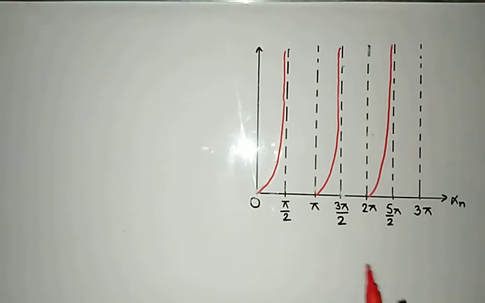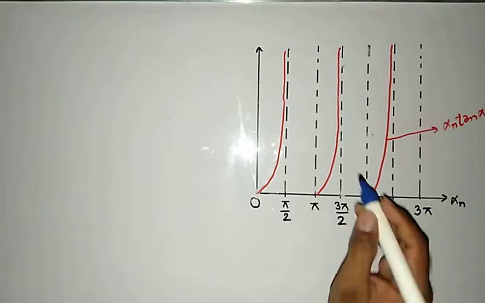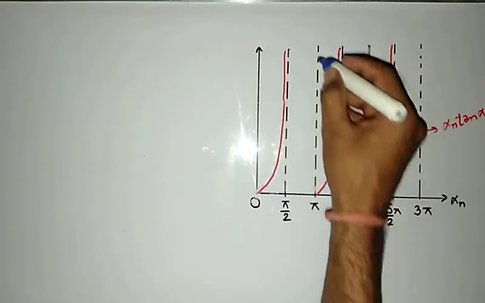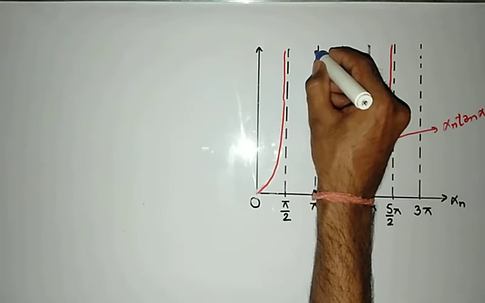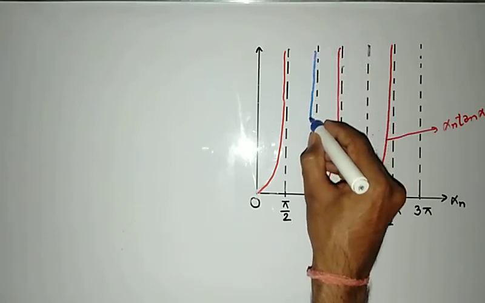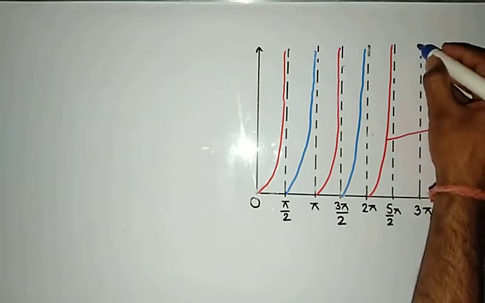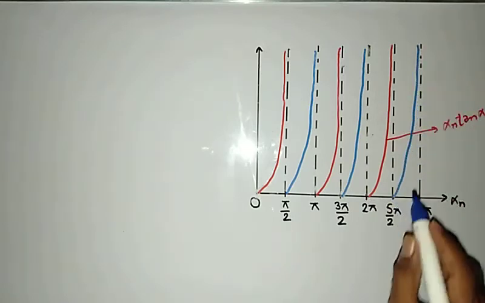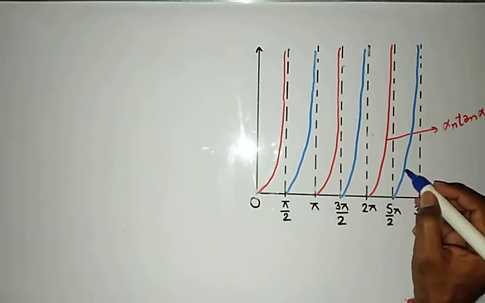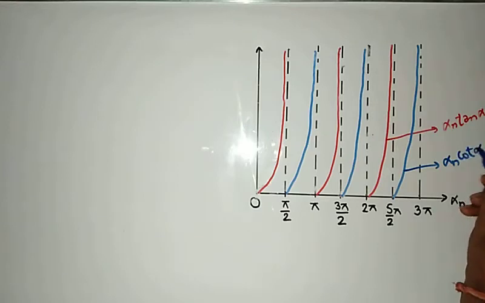These are of alpha n tan alpha n. Also of alpha n cot alpha n. So this region is of LHS.